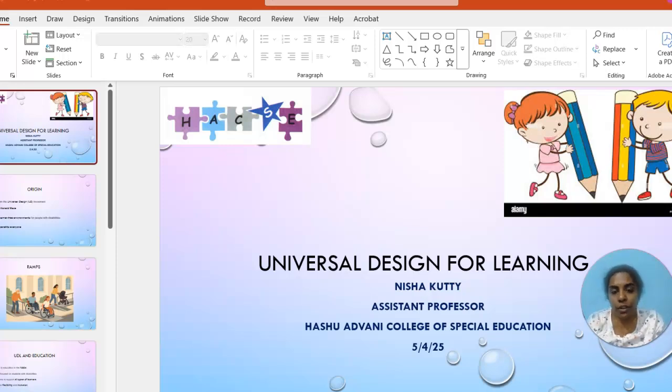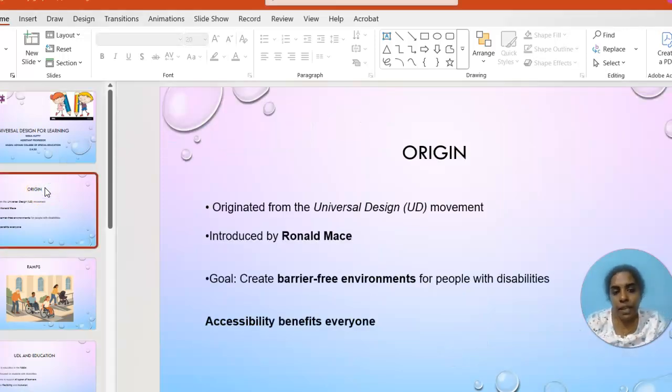Today I'm really excited to share with you the concept of universal design for learning as part of my first learning capsule. So universal design, the term was coined by Ronald Mace during the universal design movement. The goal of that movement was to create barrier-free environments for people with disabilities in such a way that no further modifications or special adjustments would be required specifically for people with disabilities. It would be accessible for everyone.